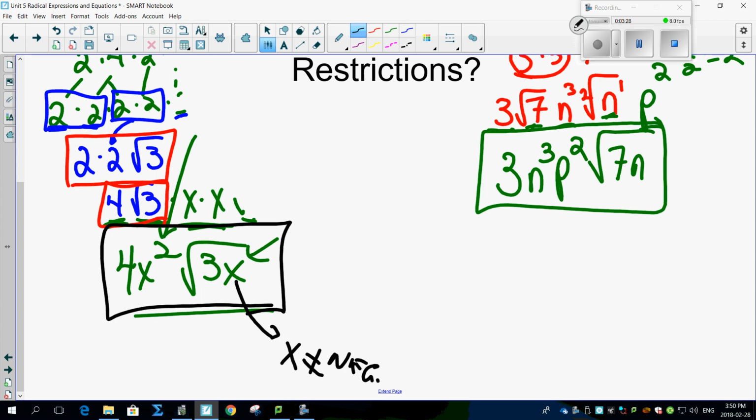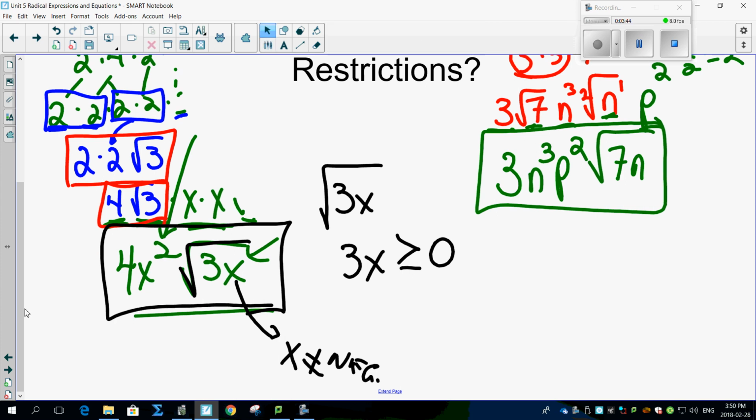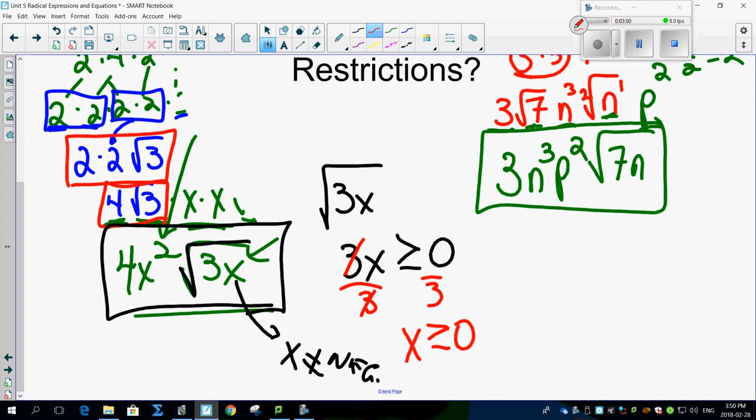Well, you can't just say, x, you can't be negative. So here's how you do this. You take what's underneath the radical sign, right here. Take whatever's underneath that, which is the square root of 3x, and say 3x can't be negative, which means it has to be greater than or equal to 0. And all you got to do now is solve. Divide by 3, divide by 3, that cancels, leaving you x has to be greater than or equal to 0.